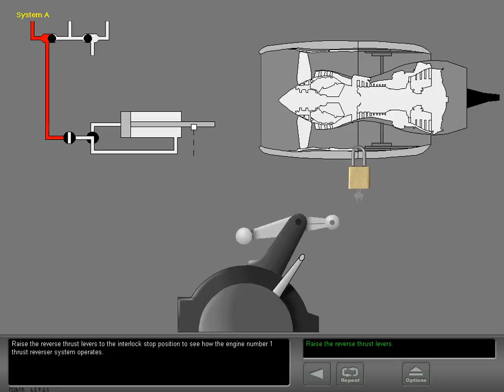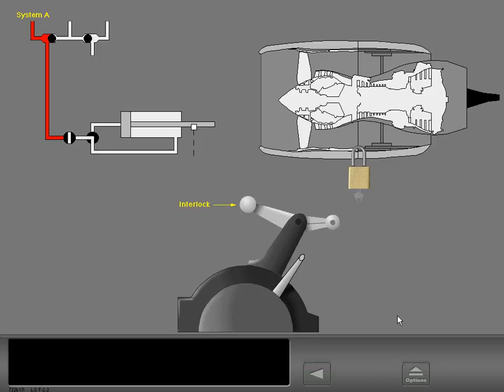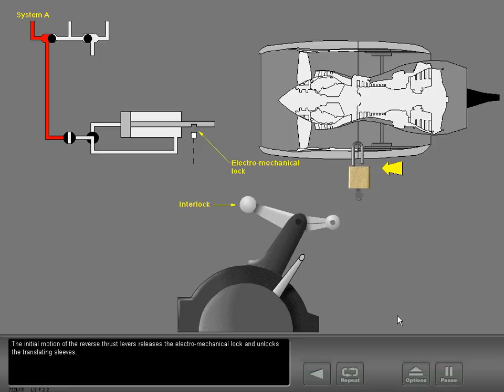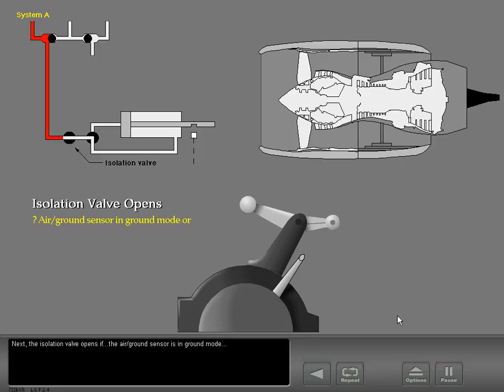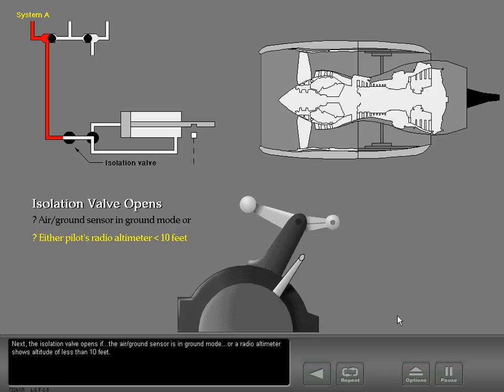Raise the reverse thrust levers to the interlock stop position to see how the engine number 1 thrust reverser system operates. The initial motion of the reverse thrust levers releases the electromechanical lock and unlocks the translating sleeves. Next, the isolation valve opens if the air-ground sensor is in the ground mode or a radio altimeter shows altitude of less than 10 feet.